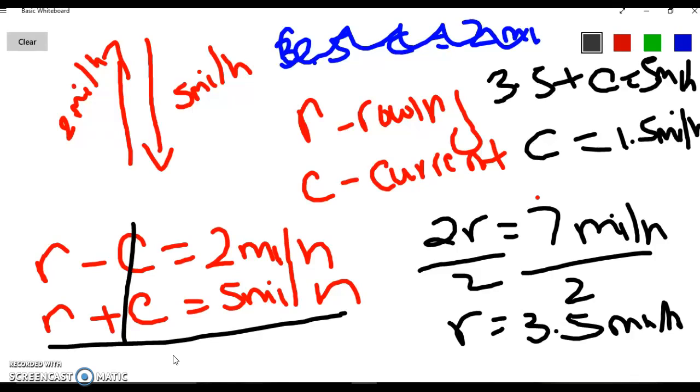And so again, I chose my rowing speed. And since this one is going slower, I felt like since we were going upstream, we were going against the current, so that's going to be minus. So the rowing minus the current will give me 2 miles per hour. My second one, I am going downstream, so I'm going with the current, so that's going to give me R plus C equals 5 miles per hour. And I hope that this helps.